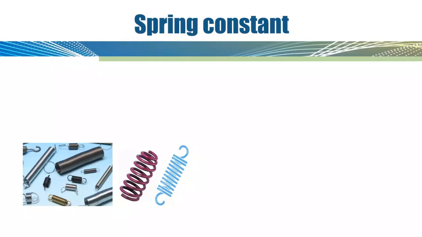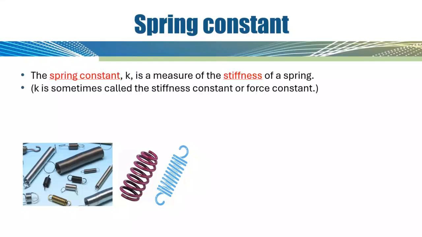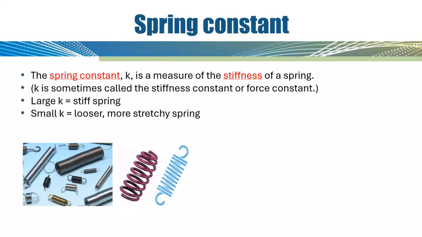Next, let's look at k. There are many different types of springs. The spring constant k is a measure of the stiffness of the spring. And just a side note, k is sometimes called the stiffness or force constant of a spring or metal bar. A spring with a large k value is a stiff spring, while a spring with a low k value is a looser or more stretchy spring. And k values can vary a lot.